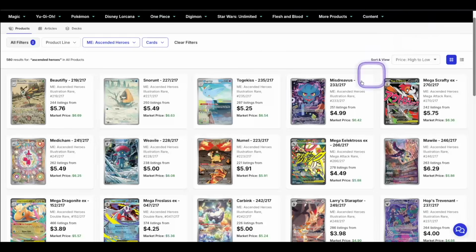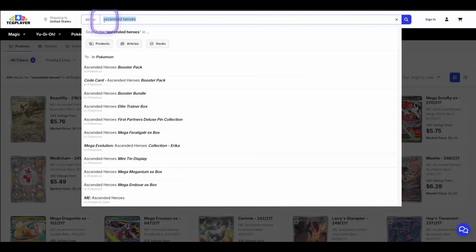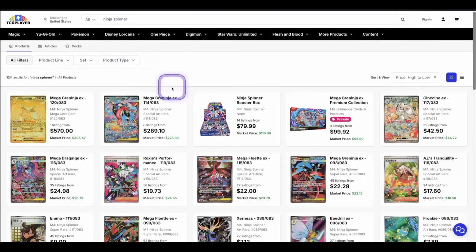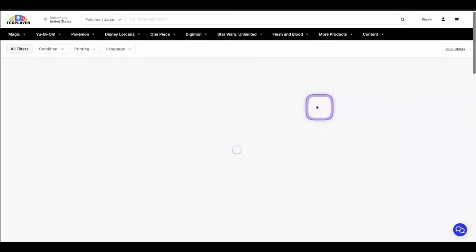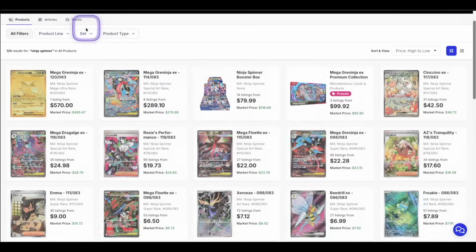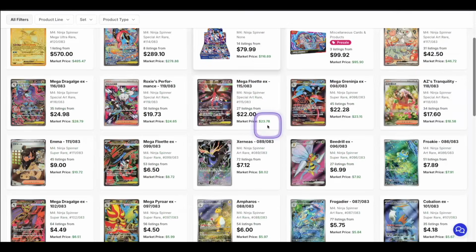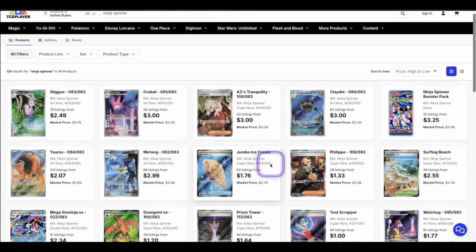I don't know what's going to happen once Chaos Rising is released because we don't know how popular those cards are going to be. All we know is from Ninja Spinner, we have Greninja, we have the gold version, we have Mega Dragalge, and a Mega Floette, and Chinchino. That's really cute. That's a really cute SIR. Look at that. So Chaos Rising might throw a lot of things into the loop, or it might not. I don't know. There are some nice artwork in there, but it is, again, a pretty small set. So we'll see what happens.